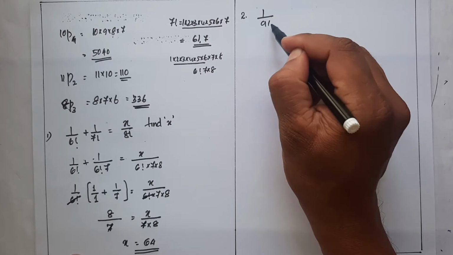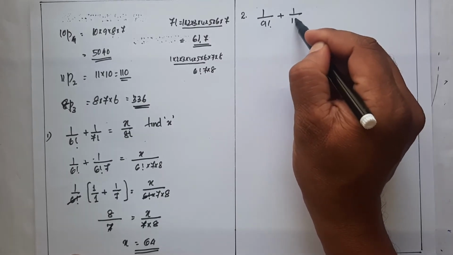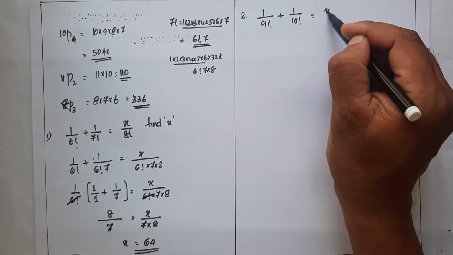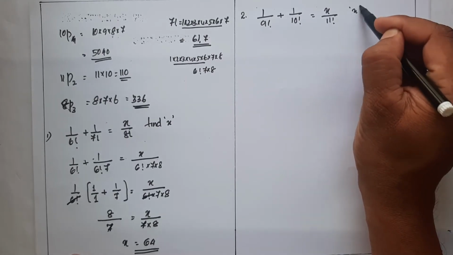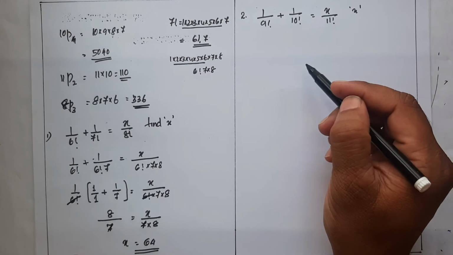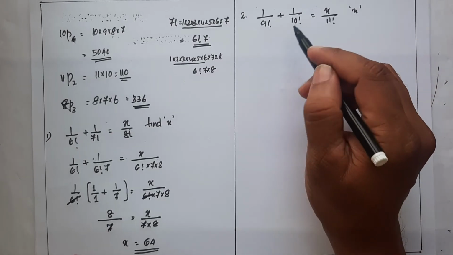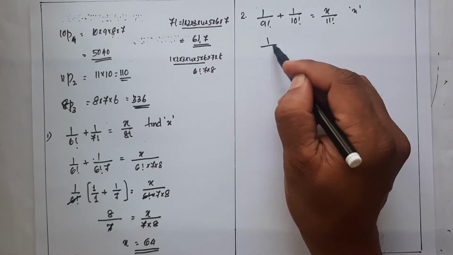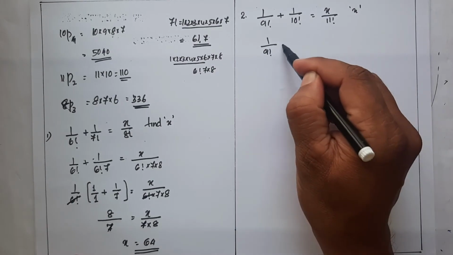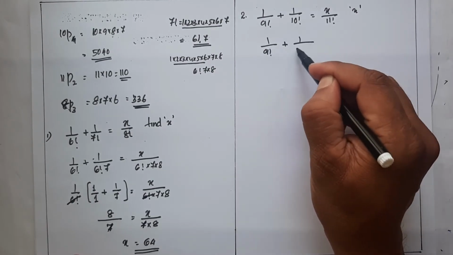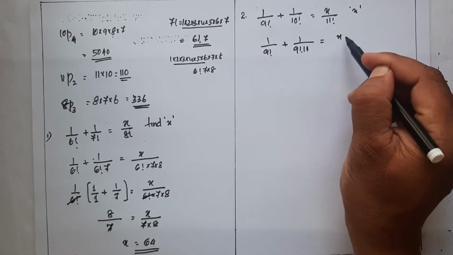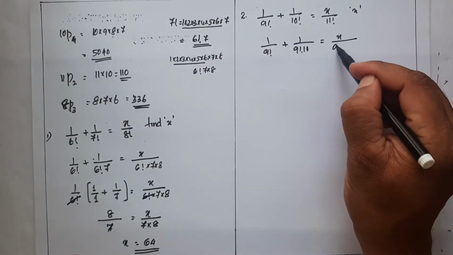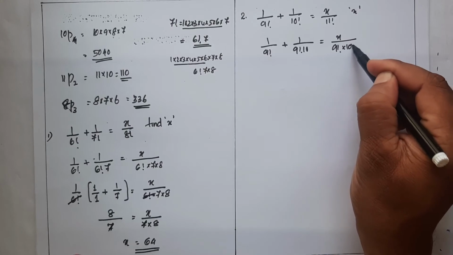1 by 9 factorial plus 1 by 10 factorial is equal to x by 11 factorial. Then find x. Here 1 by 9 factorial, 9 factorial is the lower digit, so there is no change. Here 1 by 10 factorial can be written as 1 by 9 factorial into 10. Here x divided by 11 factorial is written as 9 factorial into 10 into 11.